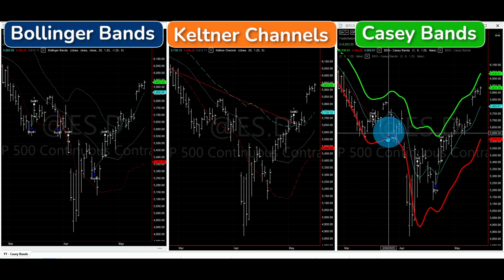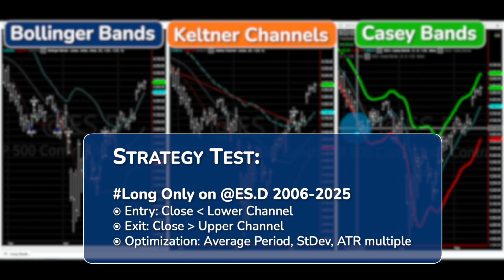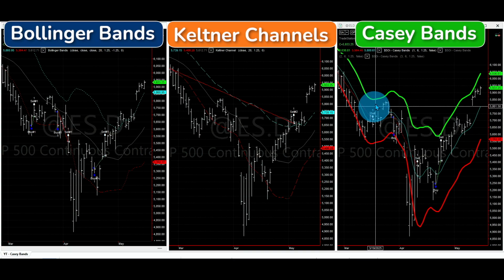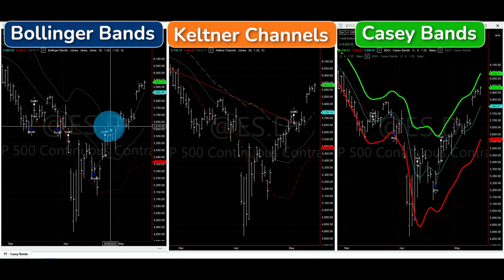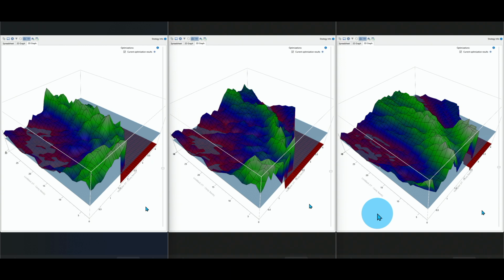So the strategy tested is when the price goes below the lower channel, we will go long, and when the price is above the upper channel, we will exit. So long only on the S&P 500 using the futures, and we will optimize the moving average and the multiplier of the ATR, or the standard deviation in the case of the Bollinger Bands. So the 3 strategies produce the same amount of iterations because we are testing the same numbers.